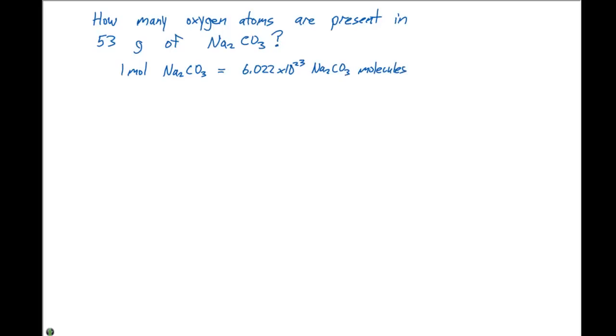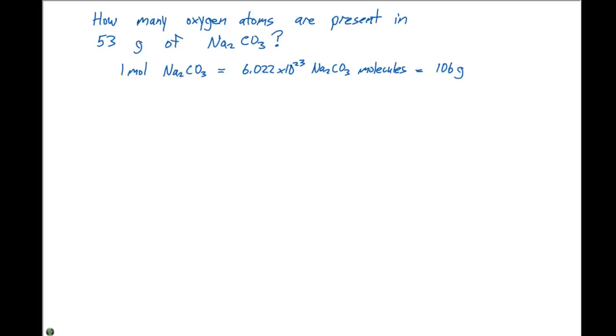And we can use the periodic table to determine how many grams are going to be present per mole. If we look at the periodic table, sodium has a molar mass of 23, carbon 12, oxygen 16. So 23 times 2 plus 12 plus 3 times 16 is going to equal 106 grams. So 1 mole of Na2CO3 is equal to 106 grams.